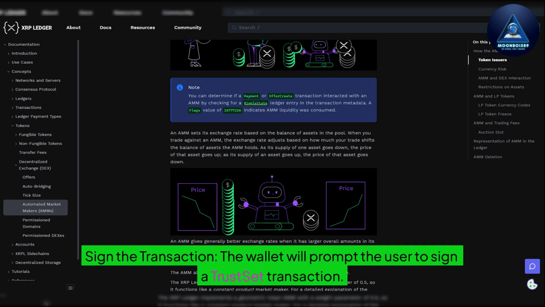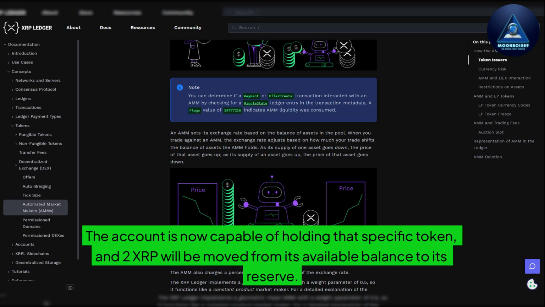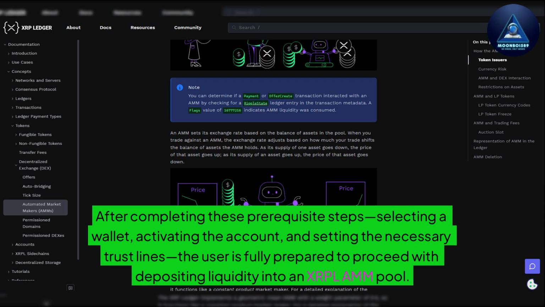Sign the transaction. The wallet will prompt the user to sign a TrustSet transaction. Once signed and submitted to the ledger, the trust line is established. The account is now capable of holding that specific token, and 2 XRP will be moved from its available balance to its reserve. After completing these prerequisite steps, selecting a wallet, activating the account, and setting the necessary trust lines, the user is fully prepared to proceed with depositing liquidity into an XRPL AMM pool.